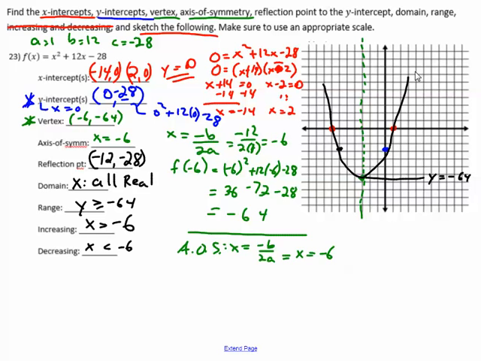And there is just a general idea about how to graph from the general form of an equation, f of x equals x squared plus 12x minus 28. Find the x-intercepts in red, y-intercepts in blue, vertex and axis of symmetry. First of all, find the axis of symmetry at x equals negative b over 2a. Then find the vertex. Then you can reflect the point on the y-intercept, and then put all those points together and graph it.